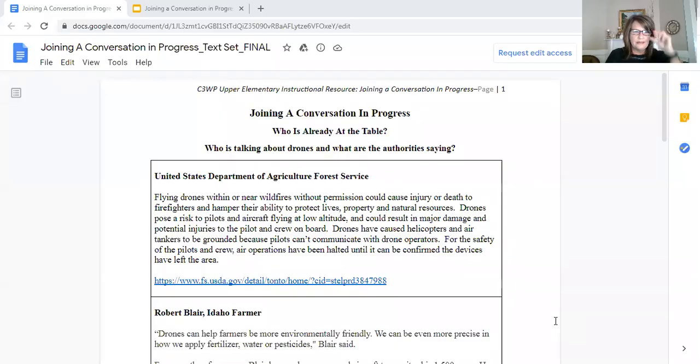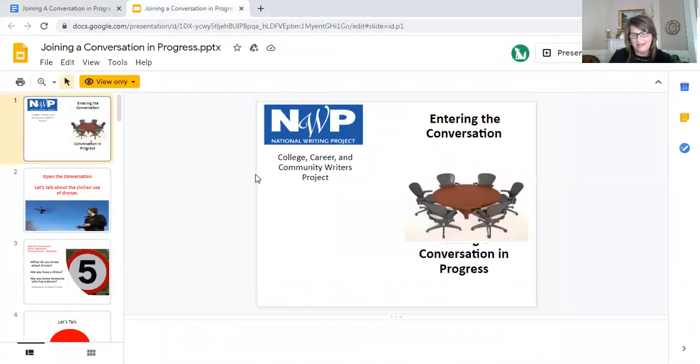This is the lesson sequence, the text set for joining a conversation in progress. You would need to copy this for your students, or they would have a digital copy of it. And then this is the slide deck that goes with the lesson. A lot of teachers like to use this slide deck. Some teachers like to study the lesson sequence and make their own slide deck. That's your choice. So let's jump right in.